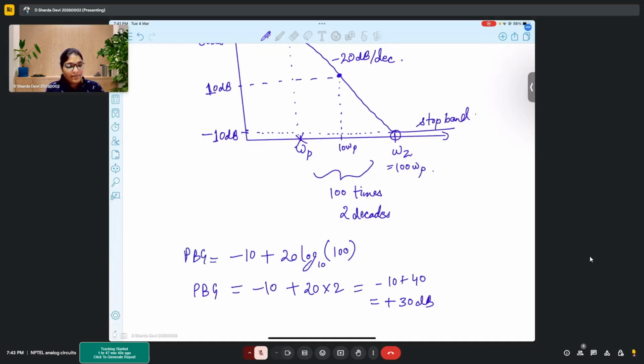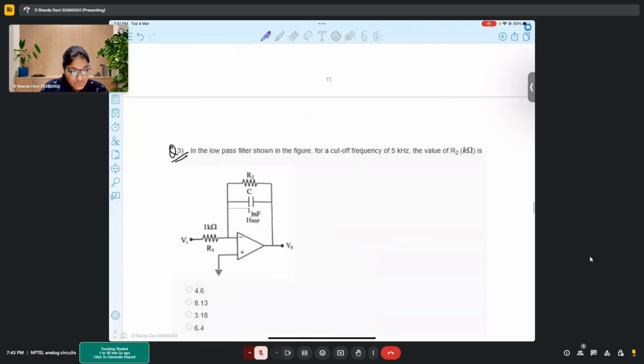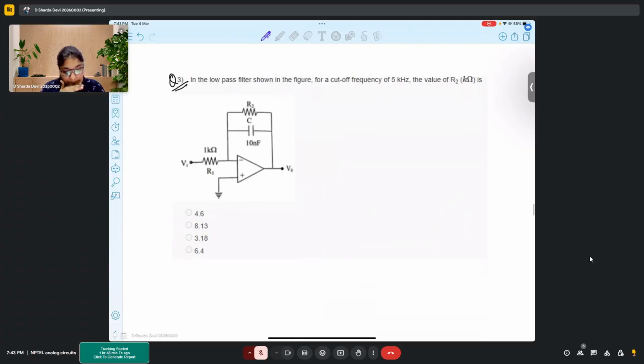Passband gain. This is straightforward, right? Very easy. No complications, nothing. Is this clear to everyone? Yes, yes, madam. Yes, right? Okay. Now let's move on to the next problem.